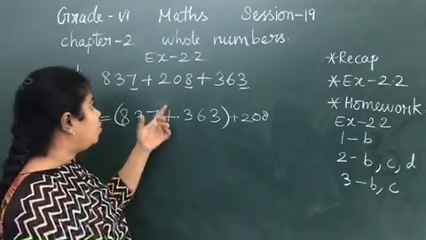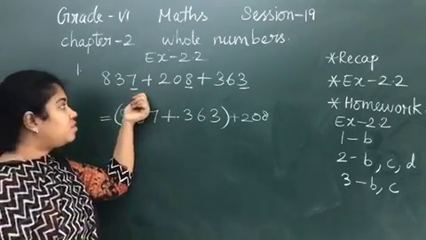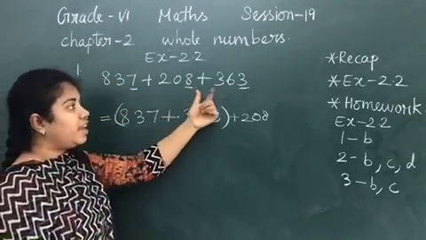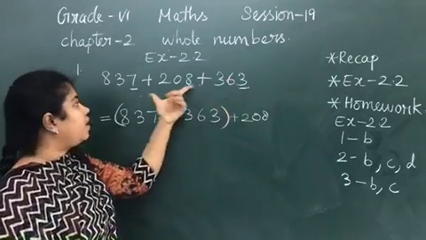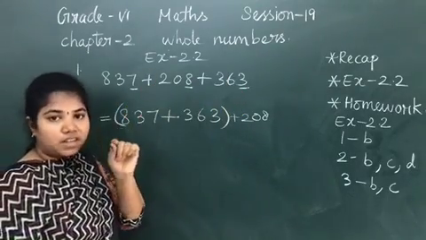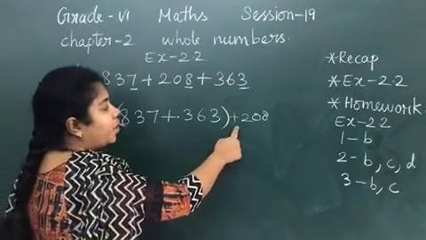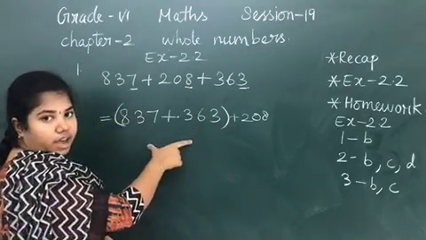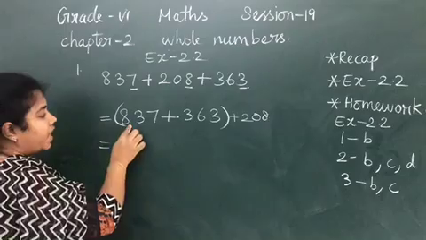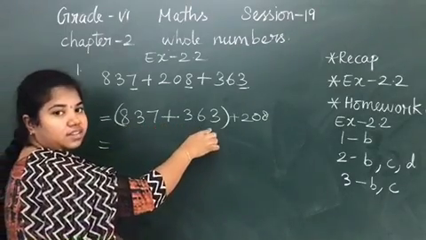Can you understand now? The ones place here is 7, here it is 8 and here it is 3. When I combine these two numbers, I am getting ones place as 0. So I have taken that inside the bracket and I am going to add 208 to this value. Now what is the sum of 837 plus 363?